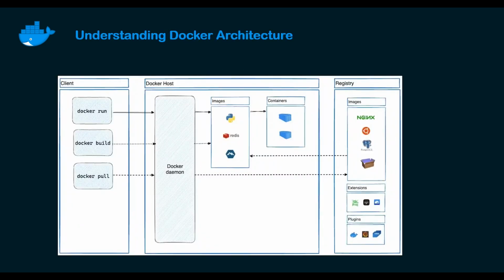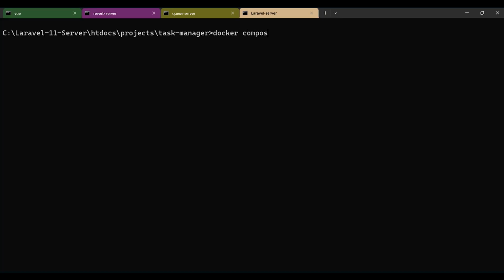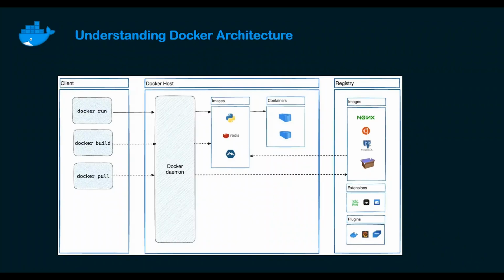Now, let's have a look at the Docker architecture. You can see in here, guys, we have the client, the Docker host, and the Docker registry. The client can be our command line interface. Once we type a Docker command like docker run or docker build, this command is going to be forwarded to the Docker daemon. And the Docker daemon is an interface which manages Docker objects like images, containers, and volumes.